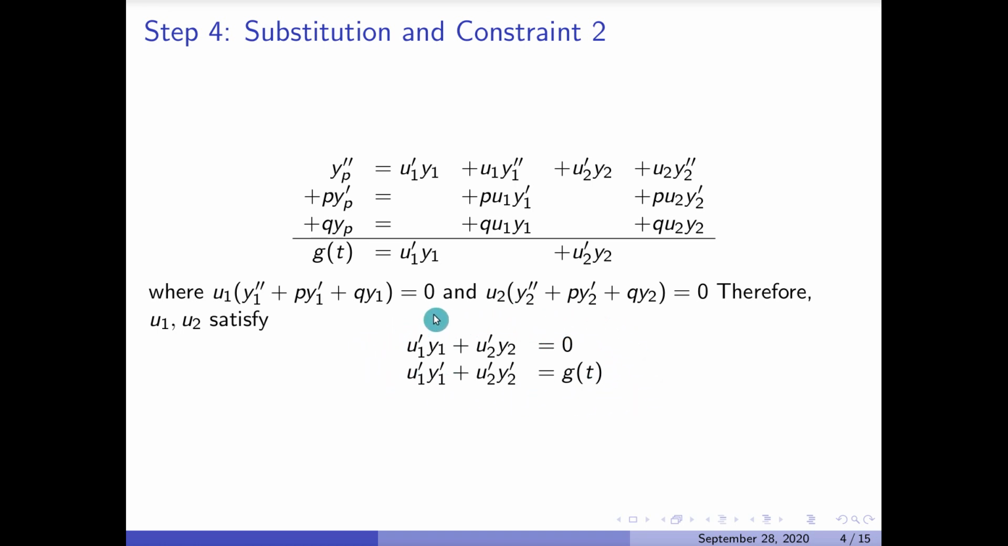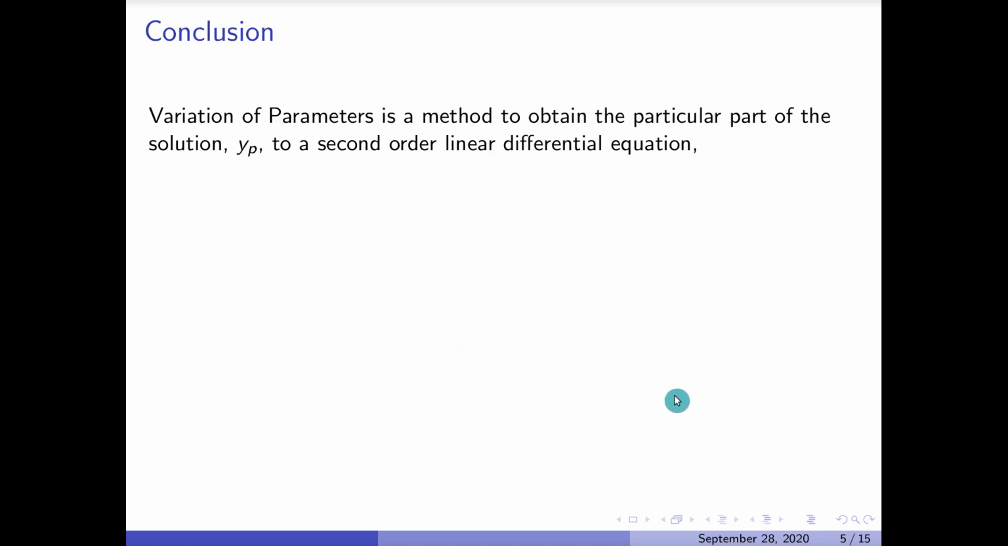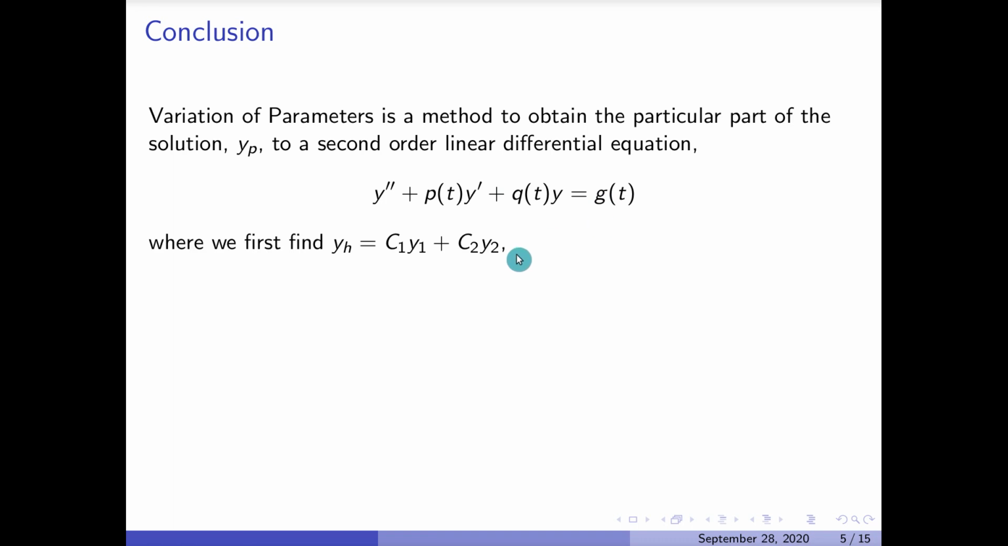Using Cramer's rule. Good. And so our conclusion is: variation of parameters is a method to obtain a particular solution. I shouldn't have just read this to you. You can read it yourself. For the second order differential equation, and so the formula is right.